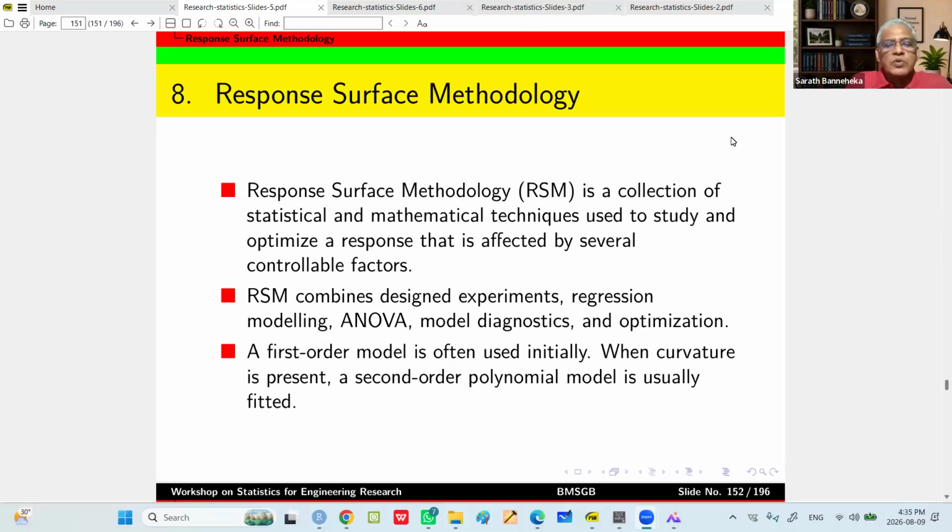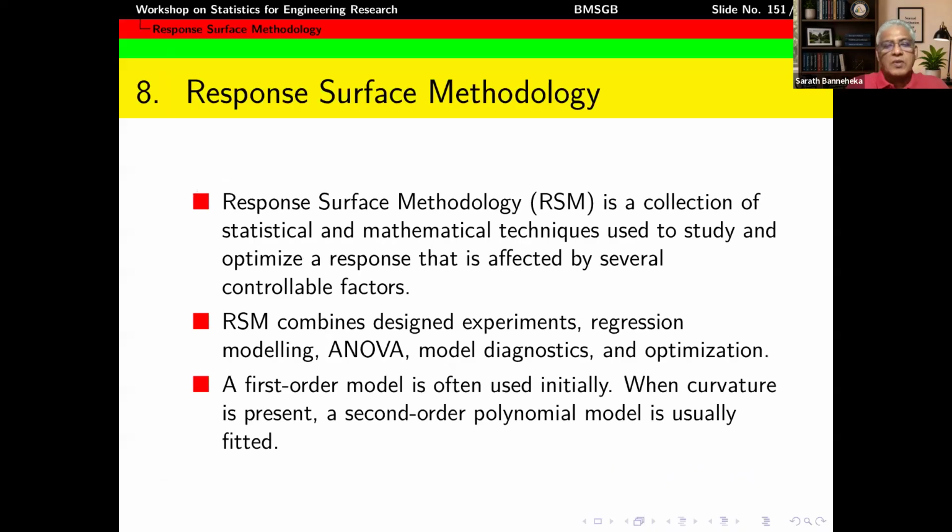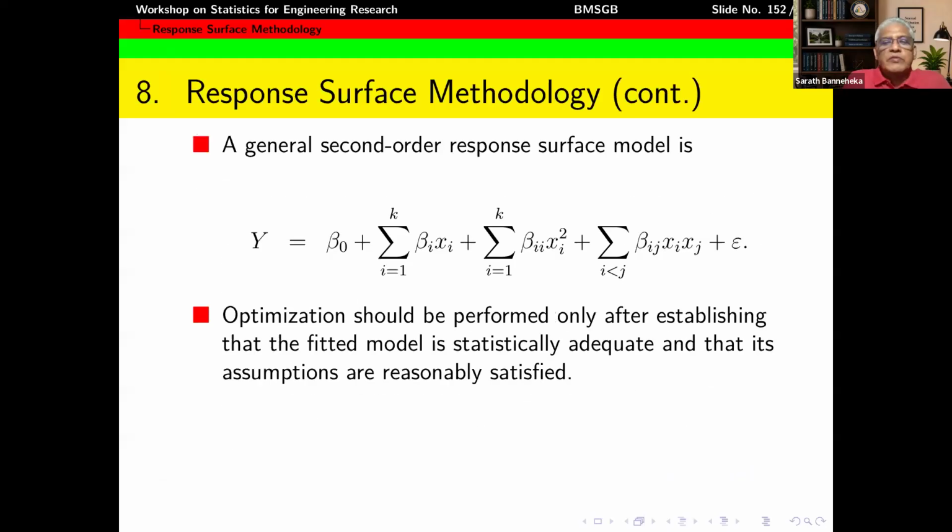Usually, a first order model is used initially. When curvature is present, a second order polynomial model is fitted. Usually we fit a second order model like this. A general second order response surface model is given by an equation like this. So it has main effects.